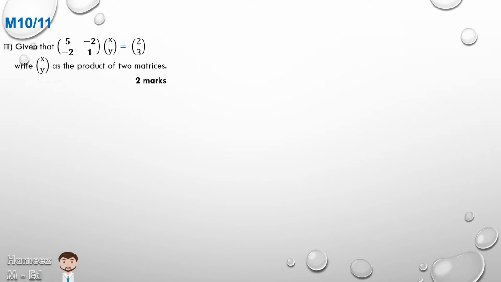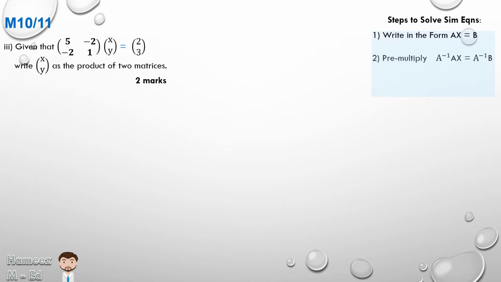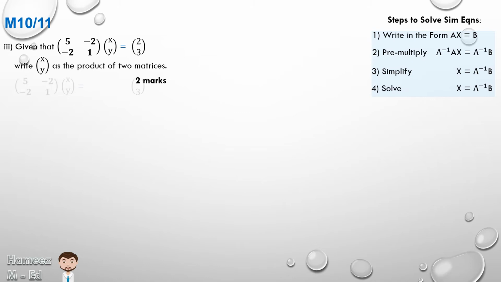May 2010, number 11, part 3. Given that 5 minus 2, minus 2 1, by xy is equal to 2, 3, write xy as the product of two matrices. So those are simultaneous equations in a different format. So let's see if we can follow the steps on the side: write it in that form, pre-multiply if we have to, simplify and solve. So 5 minus 2, minus 2 1, by xy is equal to 2, 3. That's what was given above.